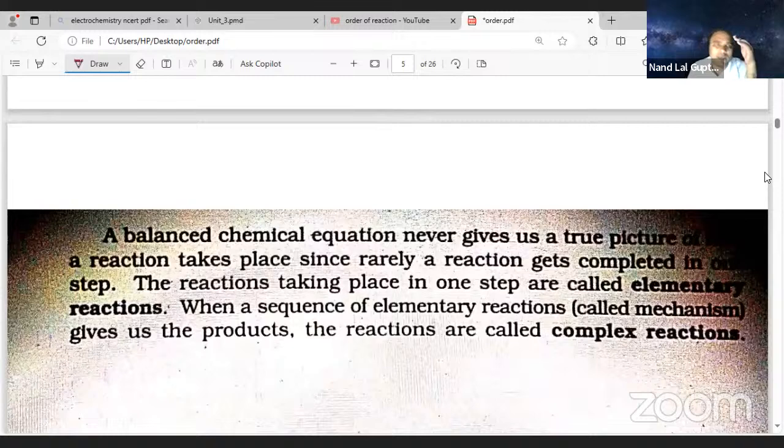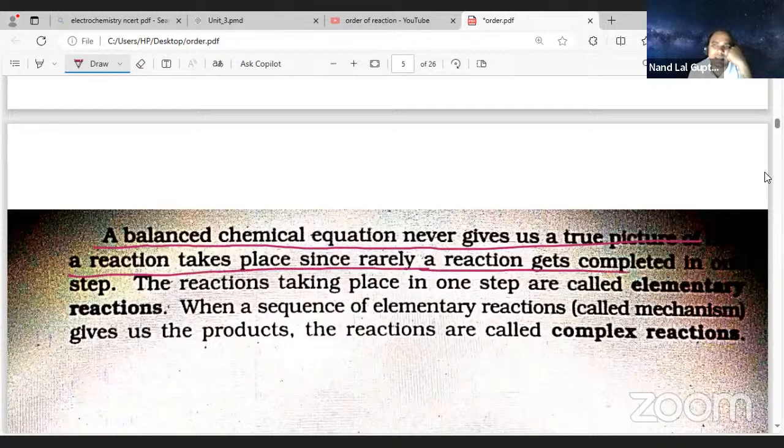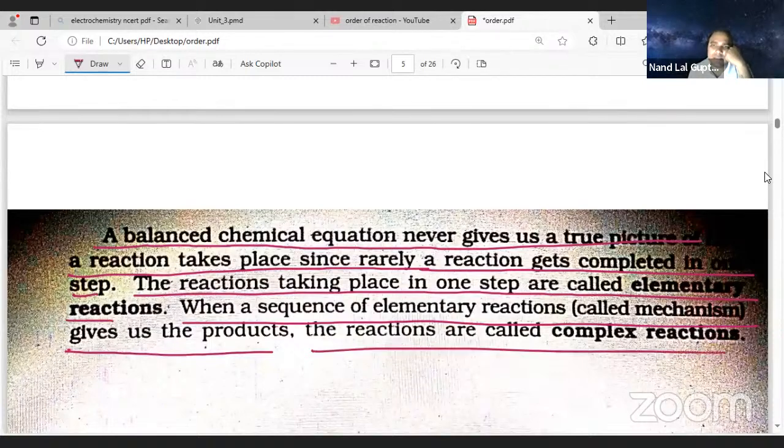Okay, thank you. Here you see, a little bit more statements are there. A balanced chemical equation never gives the true picture of the reaction, since rarely a reaction gets completed in one step. The reaction taking place in one step is called an elementary reaction, and when a sequence of elementary reactions called the mechanism gives us the product, the reaction is called a complex reaction.